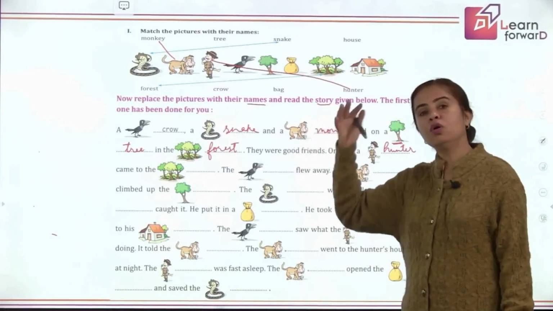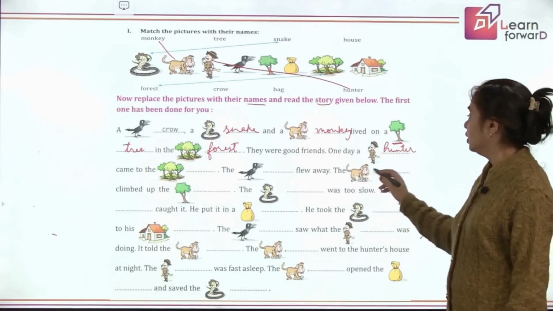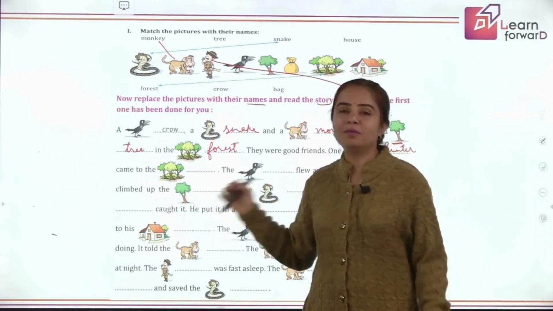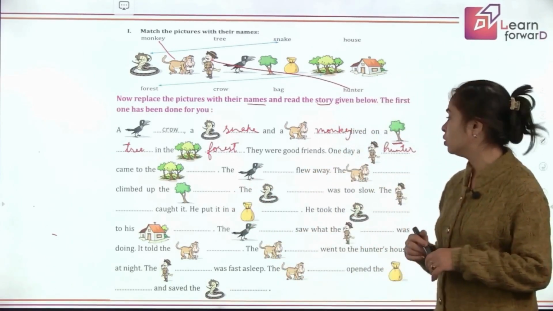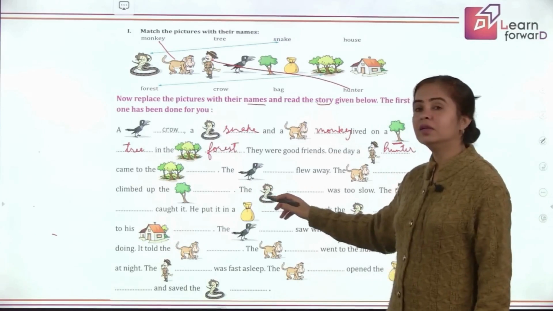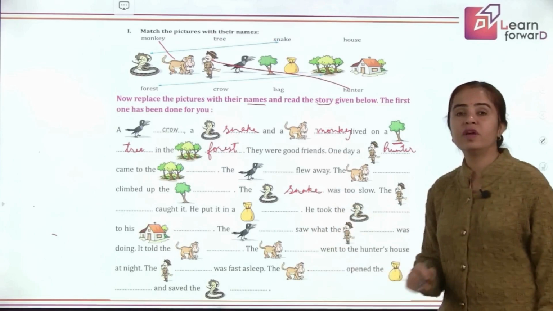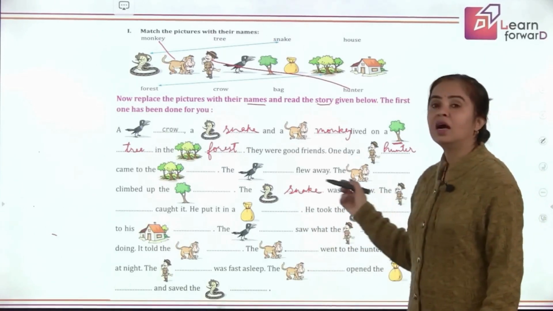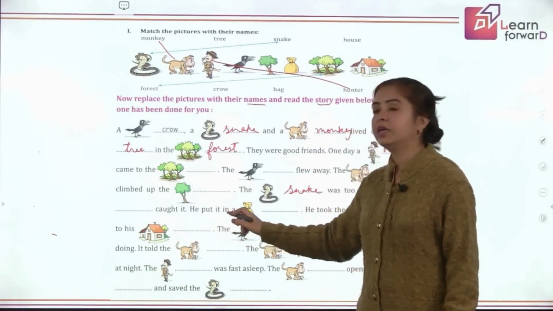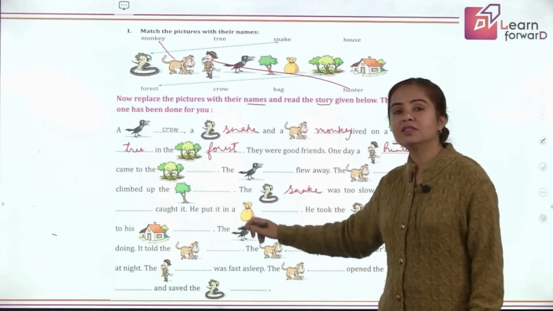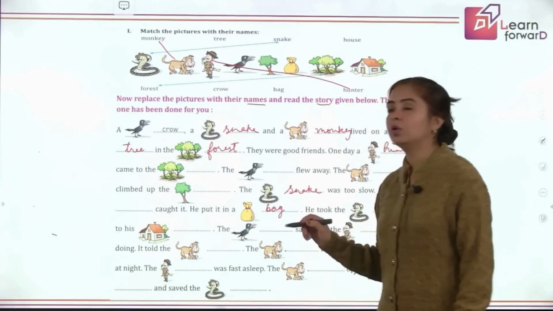So, the crow flew away so the hunter cannot catch him. What did the monkey do? The monkey climbed up the tree immediately. That's so fast at climbing the trees. So the hunter could not reach that also. But what happened? The snake was too slow. It was very slow to crawl. The hunter caught it and he put it in a, what is this, children? This is a bag. Good. So he caught the snake and put it in a bag.